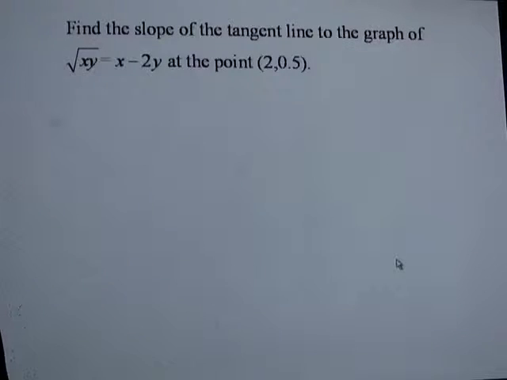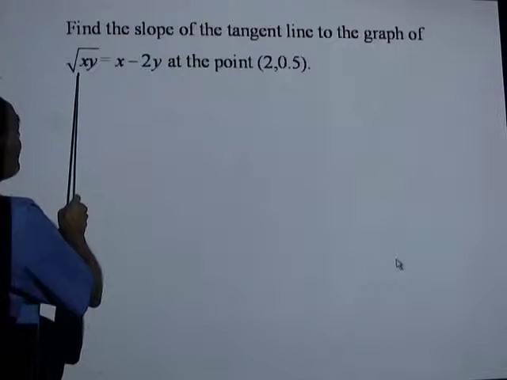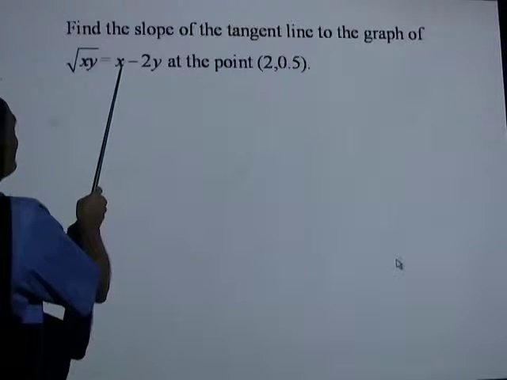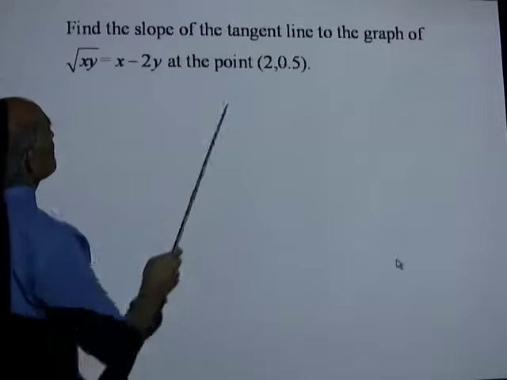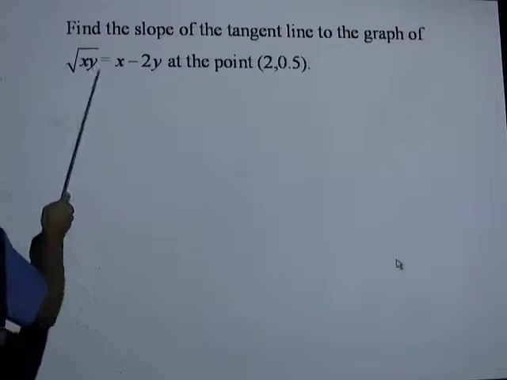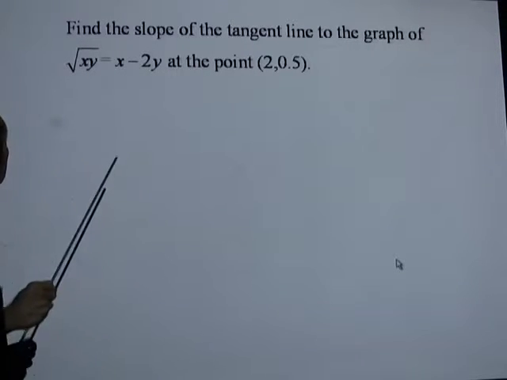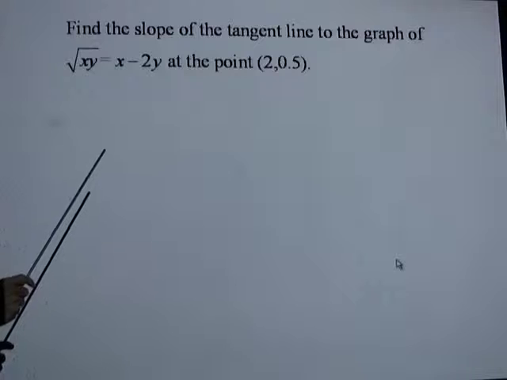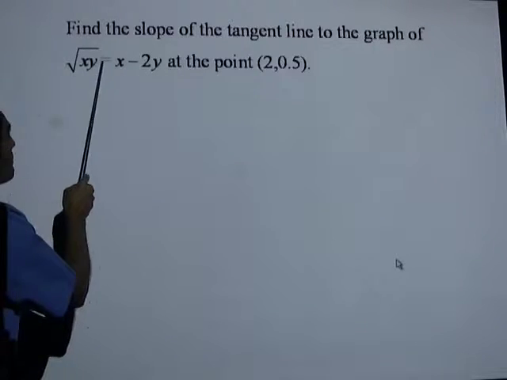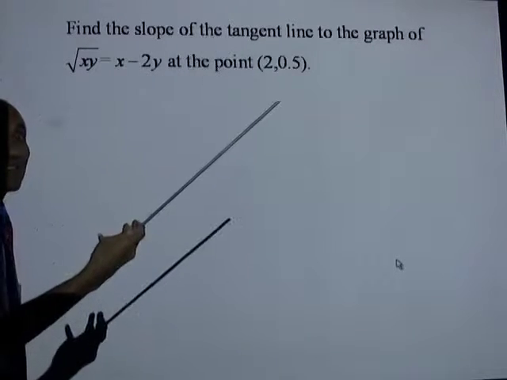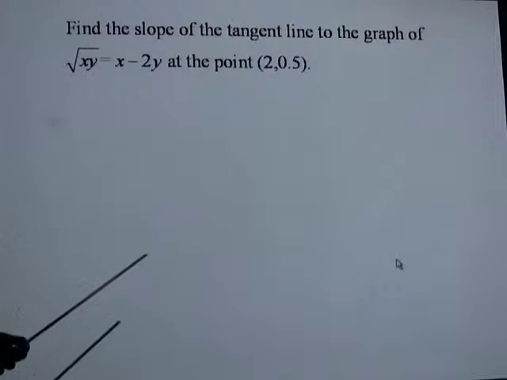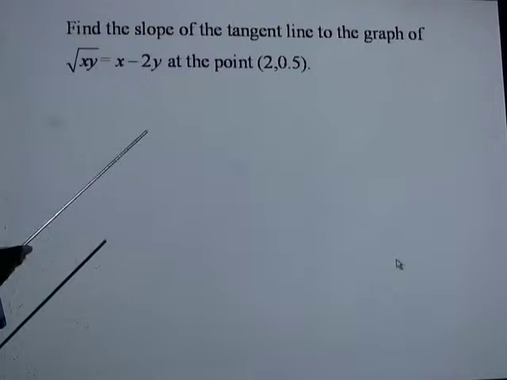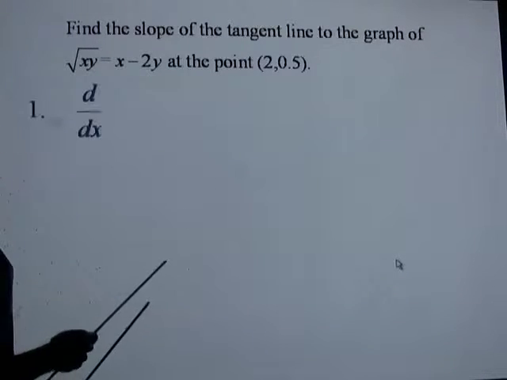Alright, let's try another one. Find the slope of the tangent line to the graph of square root xy equal to x minus 2y at the point 2, 5. Well, here again we have an implicitly defined function. So what do we do? We find the derivative of each term with respect to x. And remember, we have a square root of a product on the left side, so we're going to use the chain rule there.